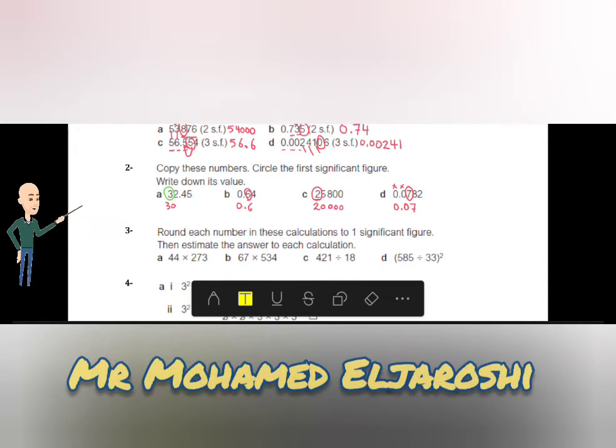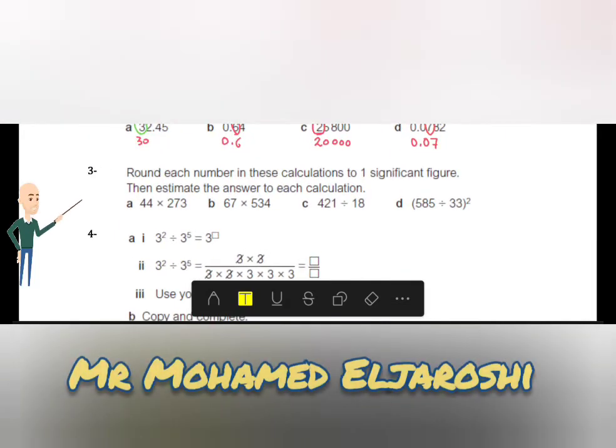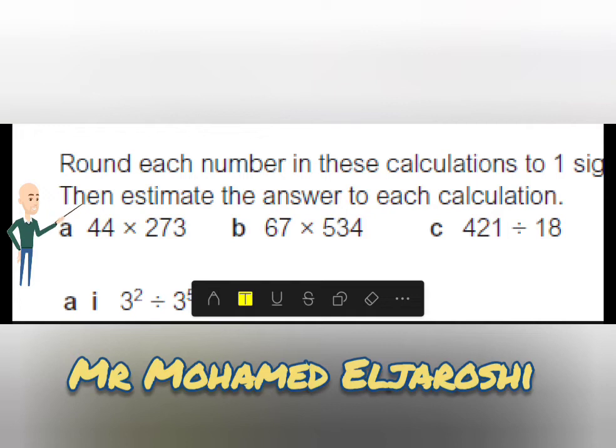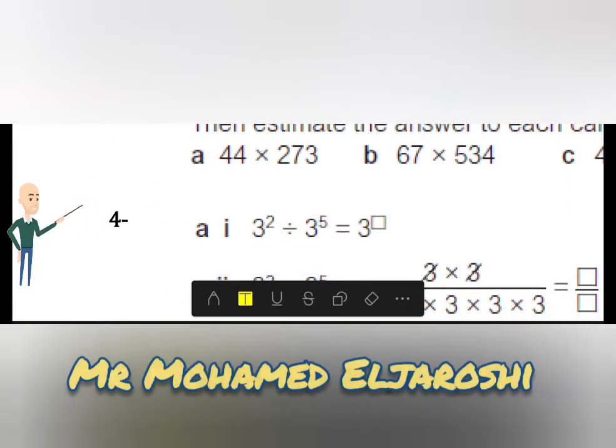Now, let's go and check question 3. In question 3, round each number in these calculations to one significant figure. Then estimate the answer to each calculation. So in this question, you're going to round them to one significant figure and then do the calculation. Let's start with this one first.